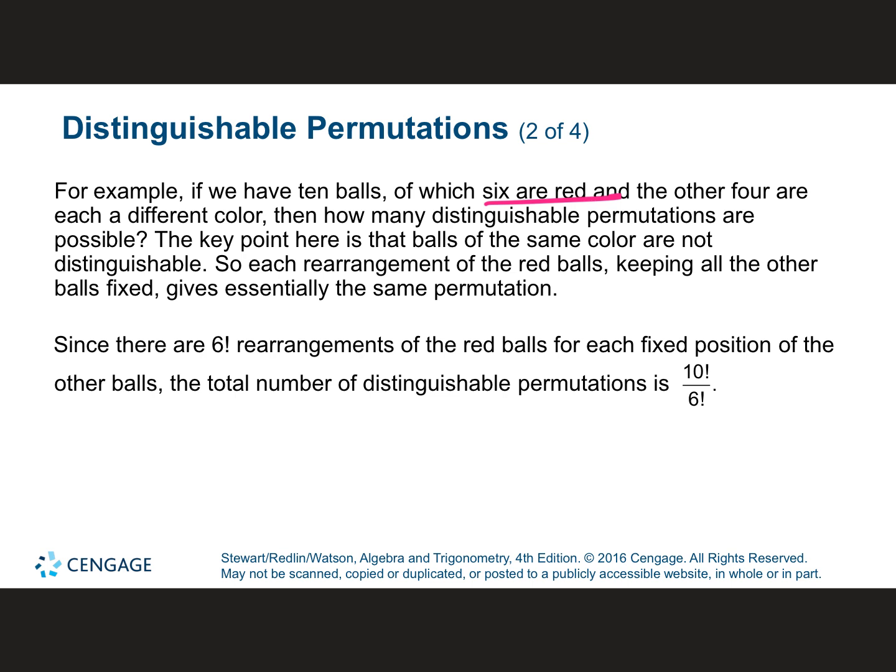If you look here, you have a total of 10 balls. If you have a total of 10 balls, that number that's going to be on the top is going to be that 10. Then 6 of them are red. The other 4 are each a different color. So the 6 will be at the bottom. That's exactly what it tells you here.